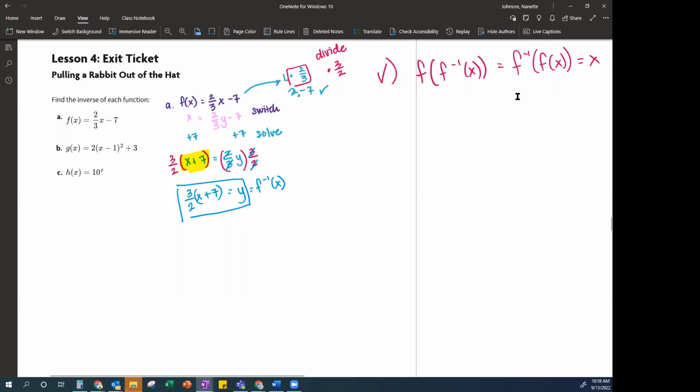So I'm going to do that really quick. I'm plugging f in, so that looks like this. F is 2/3 something -7. So then I'm going to plug this in here. So that's 3/2 x plus 7. What do you already see happening? Oh, hold on. It's thinking. So you should have this 3/2 x plus 7 in here, right? What do you already see happening right here?